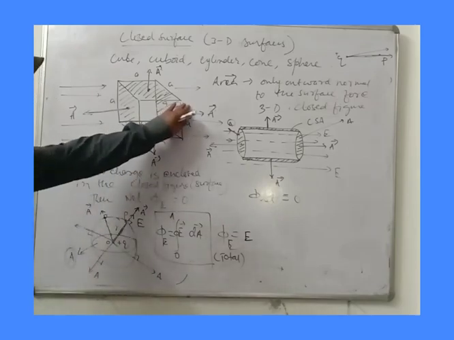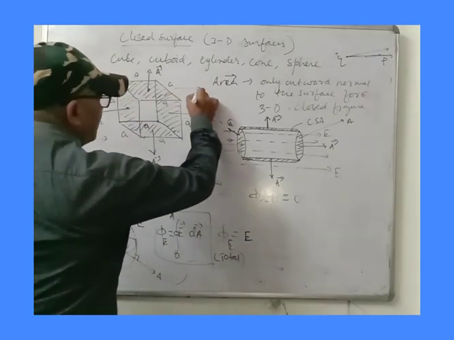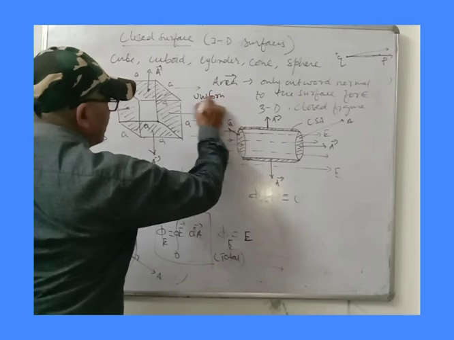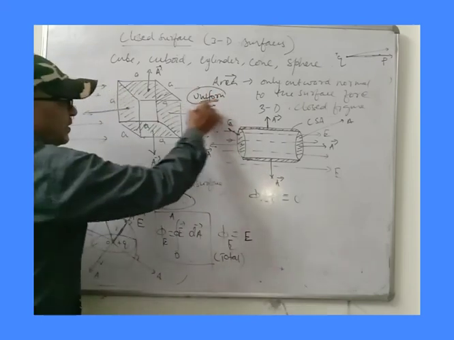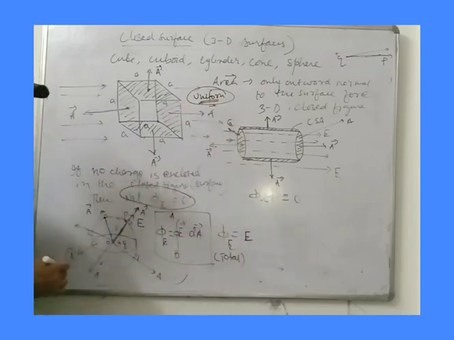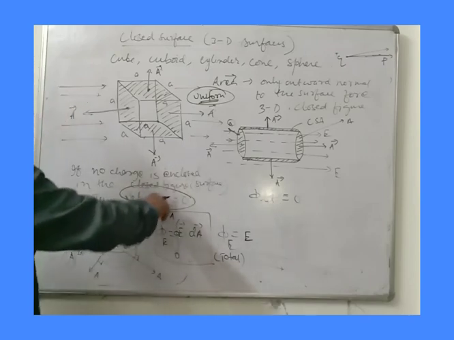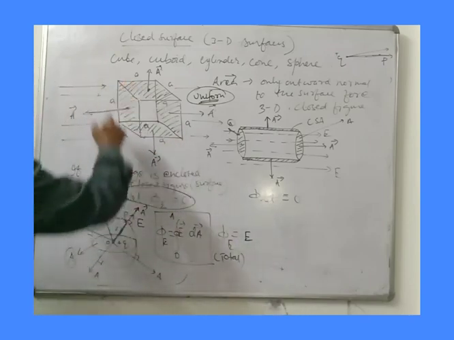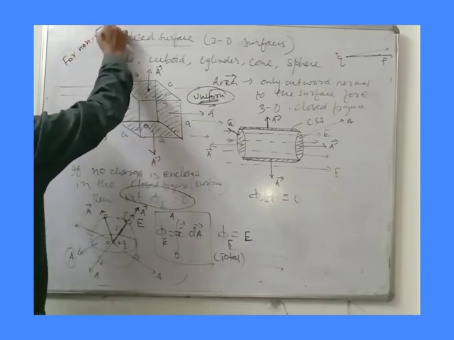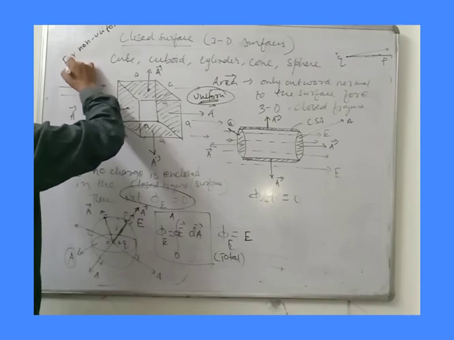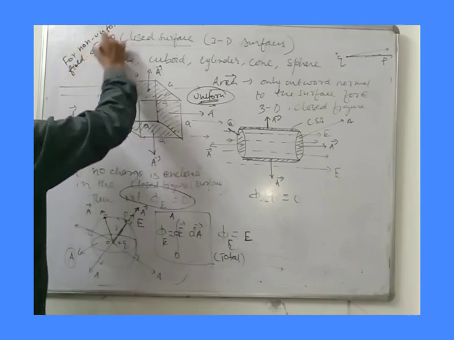This is for uniform field. If this field is not uniform field, remember, for uniform field, net flux is 0. But if the field is not uniform, net flux is not 0. I can write here. For non-uniform field, phi net is not equal to 0.